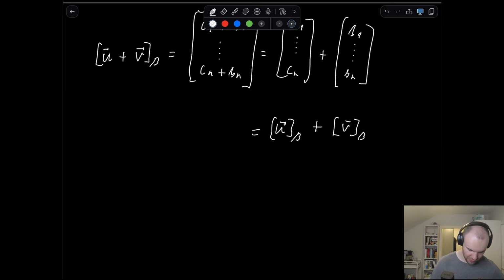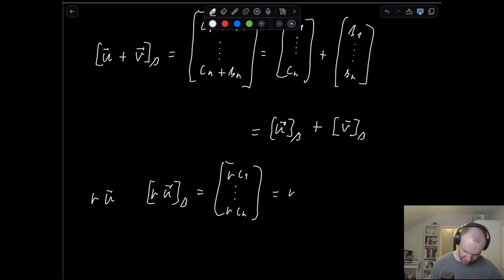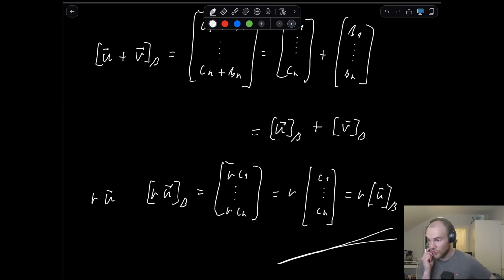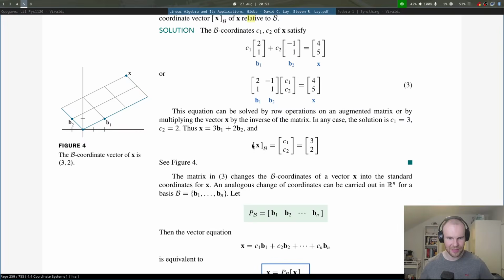Let's say you have some R times U. What if you instead did R U like that, and you do that with respect to the basis? That's of course just R times C1 all the way to R times Cn, right? You can move R outside, and you have the same column that we had earlier, which is just equal to R, with R outside, which is what we want, and B there. So this is indeed a linear transformation. I think that is correct.